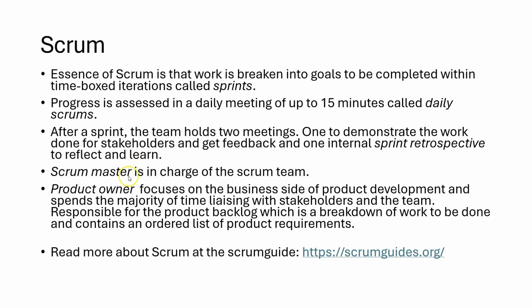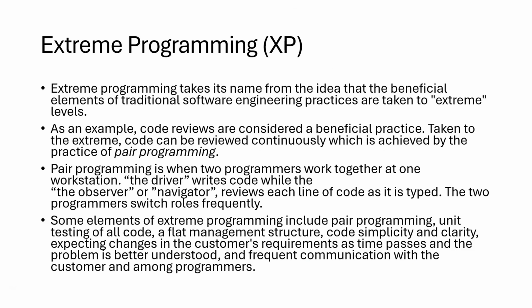The Scrum Master is in charge of the Scrum team, and the product owner focuses on the business side of product development and spends the majority of time liaising with stakeholders and the team. The product owner is responsible for the product backlog, which is a breakdown of work to be done and contains an ordered list of product requirements. If you want to read more about Scrum, you can do so at the Scrum Guide, available here on this link.